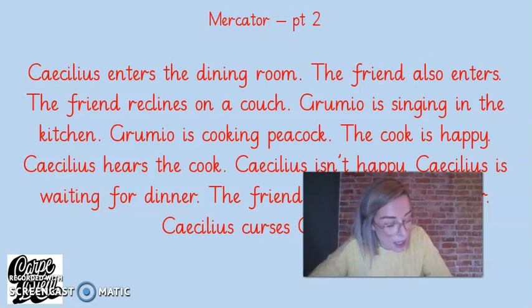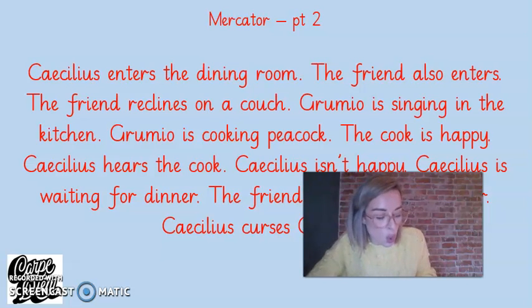Caecilius triclinium intrat means Caecilius enters the dining room. Amicus quoque intrat means the friend also enters. Amicus in lecto recumbit, the friend reclines on the couch, on the sofa. Argentarius in lecto recumbit. So I've missed that sentence off the slide. Sorry about that. The banker reclines on a couch.